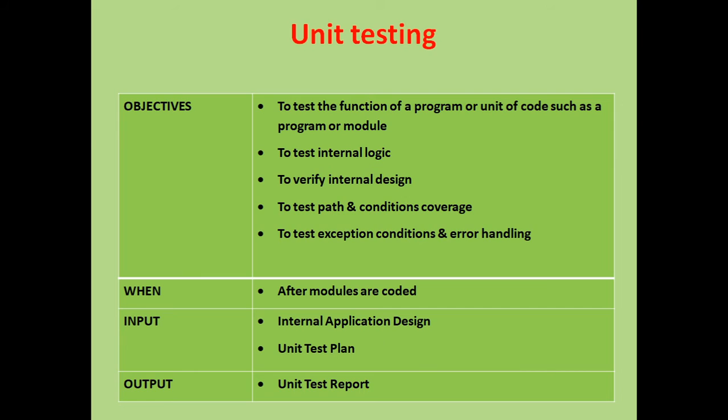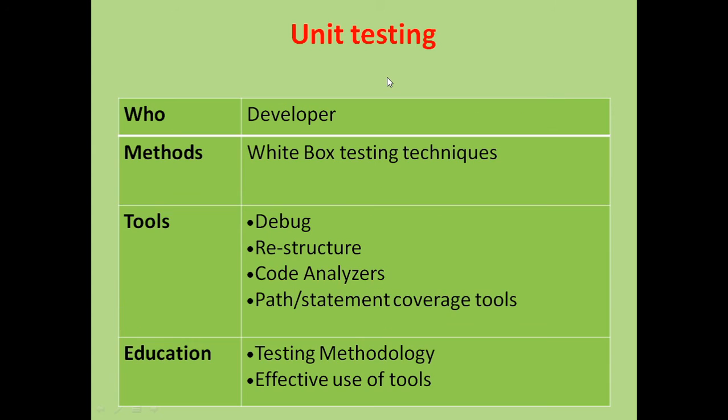So that is why it's very important that whenever a bug comes in the code, you might also have to review the internal application design document. The output is eventually a unit test report. Unit test is done by the developer, and the methods normally used, as I told you, are white box testing techniques, that is structural testing basically.